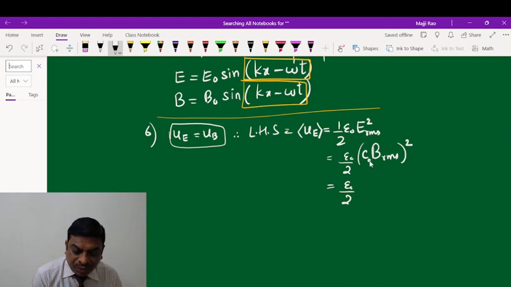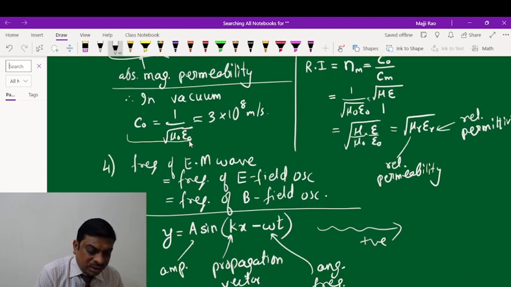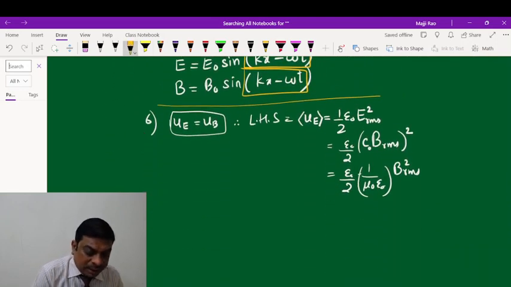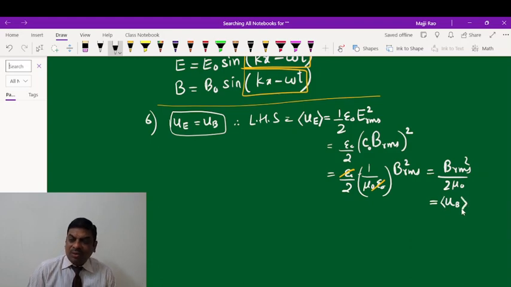And also, we know that C naught square is 1 upon mu naught into epsilon 0. From this equation, students, you can see that C naught is basically equal to 1 upon under root mu naught epsilon 0. So when you square it, you get this. Then epsilon 0 gets cancelled, and finally we are left with B_RMS square by 2 mu naught, which is nothing but the average energy density due to the magnetic field. So the two are equal.